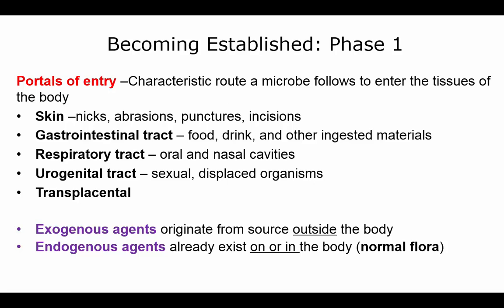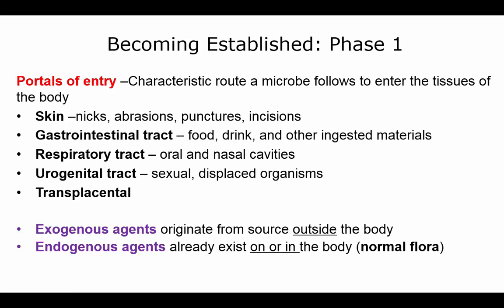Some of the common ones we see are the skin, GI tract, respiratory tract, urogenital tract, or transplacental. You think about all these, they have in common the fact that they're external, or they in some way open up to your external environment. If you get a cut or a scrape in your skin, microbes can get in. GI tract, you take in food, you take in beverage, the food and the drinks that we're ingesting, they're not sterile, right? There's microbes in them. And so we ingest microbes potentially with those food or drink materials.